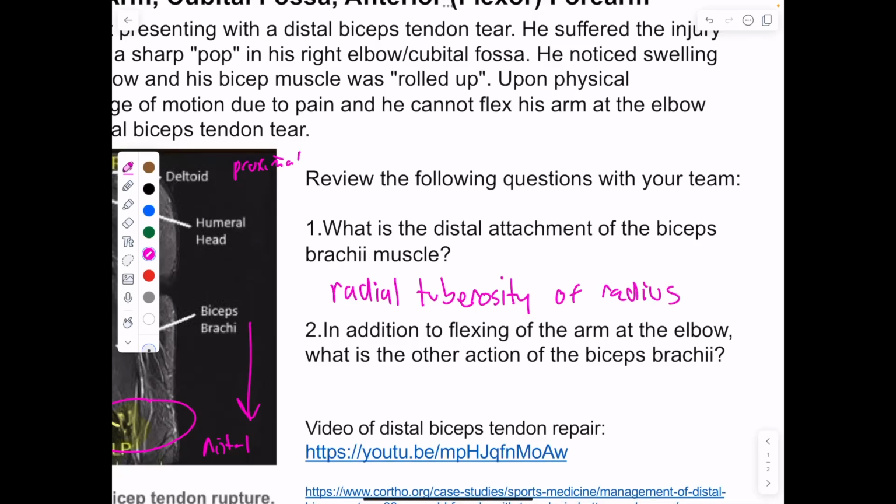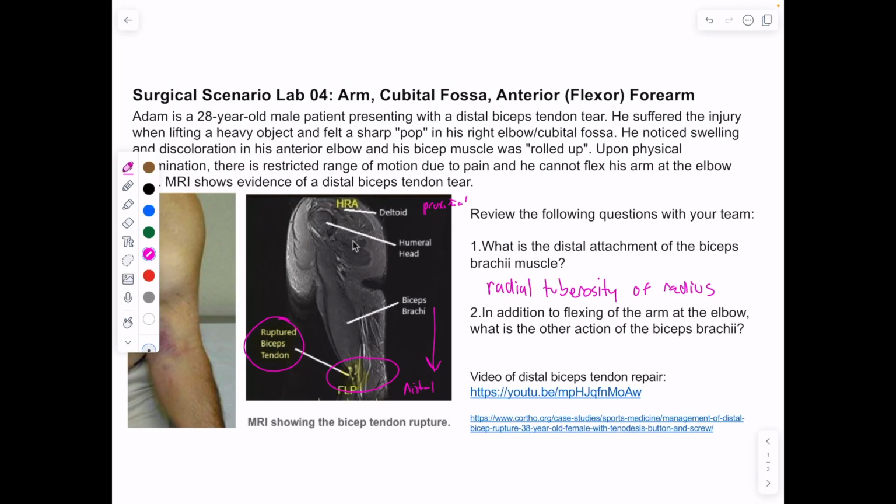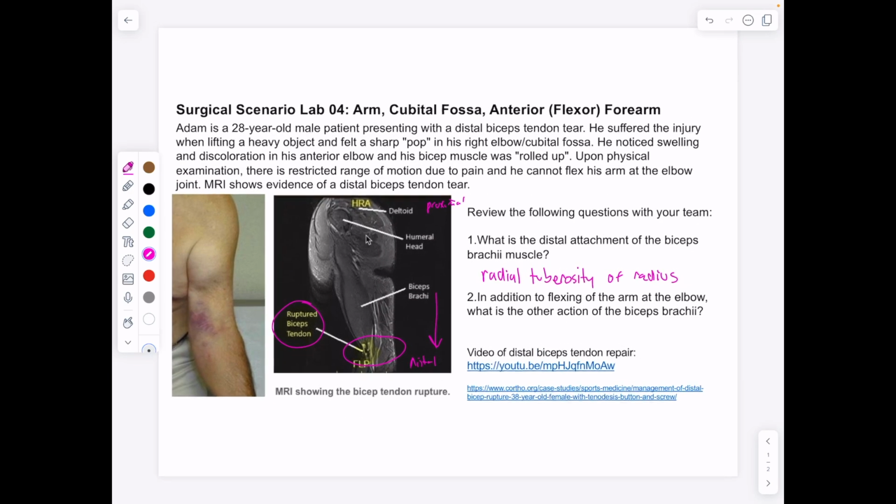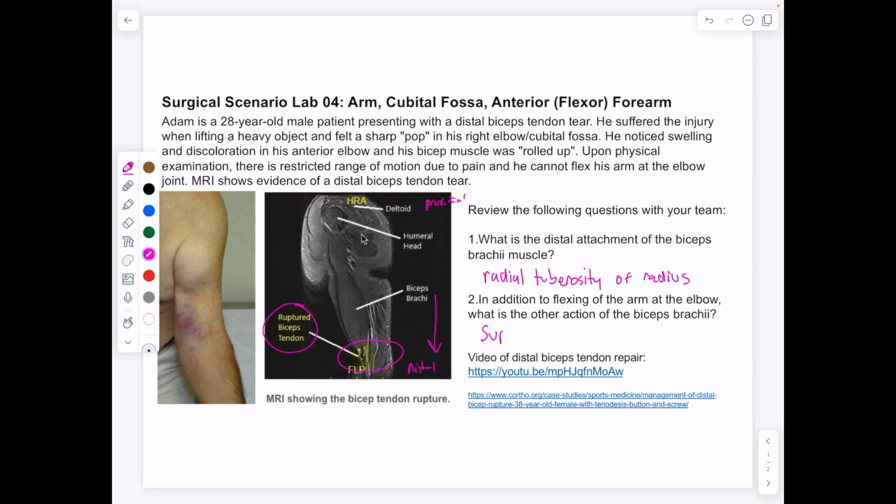of the radius. In addition to flexing the arm at the elbow, what is the other action of the biceps brachii? All right, so the other action is supination. All right, and so what is supination? Well, imagine laying your hand down on a table. You can see your nice little fingernails, and then you go ahead and you supinate, and now you have your fingernails on the other side. You can see the lines of your palm. All right, cool. All right, so that's it, and we finished lab 4 review.